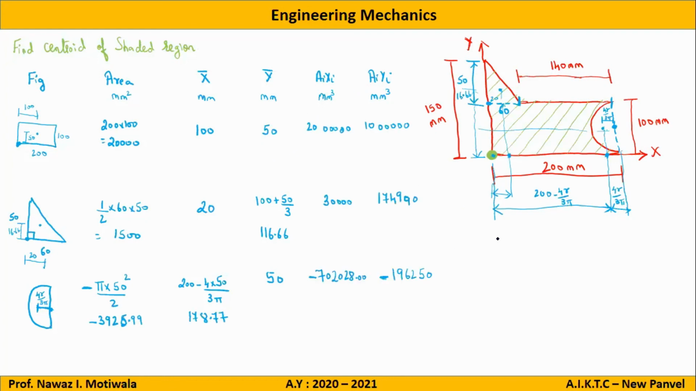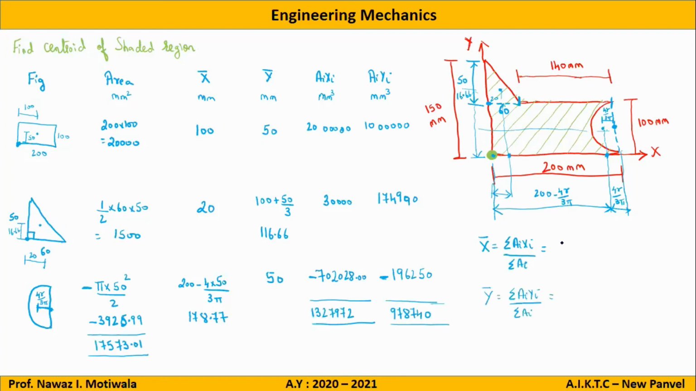Now, after doing this calculation, our next step is to find x bar and y bar. So x bar is equal to summation of Ai xi divided by summation of Ai. So Ai xi will be 1327972 divided by the area, which is 17573.01. And now dividing it, I will get the final answer as 75.56 mm.